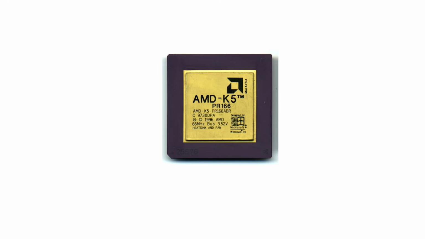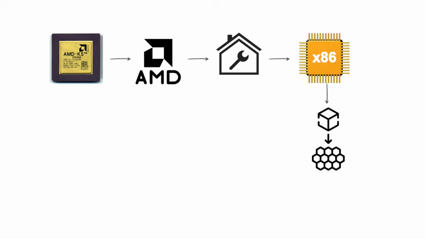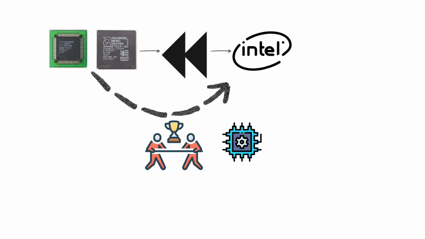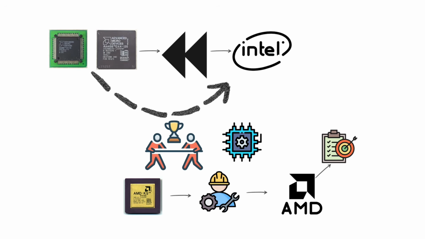K5. The AMD K5, released in 1996, was the company's first fully in-house x86 microarchitecture. Unlike the AM386 and AM486, which were reverse-engineered Intel-compatible chips, the K5 was designed completely by AMD engineers. The goal was to compete directly with Intel's Pentium.